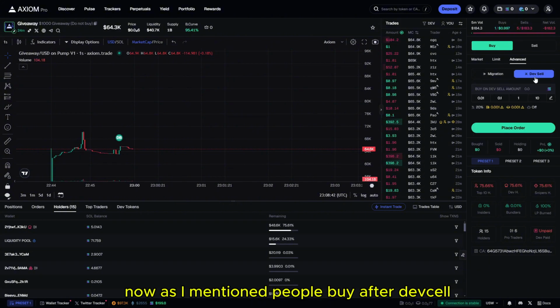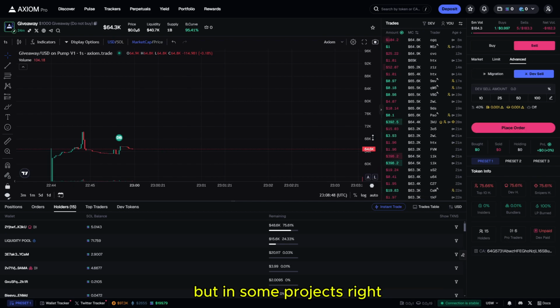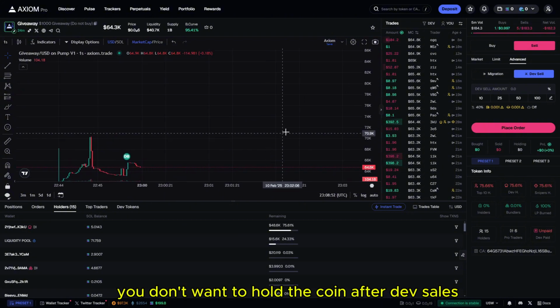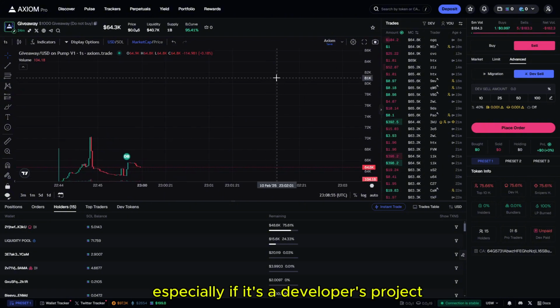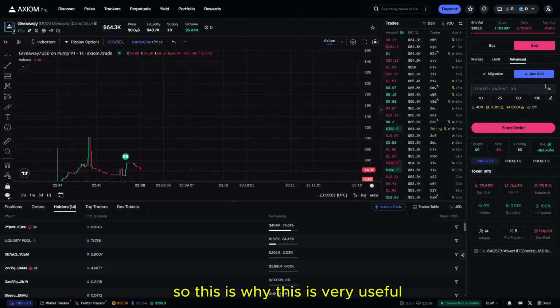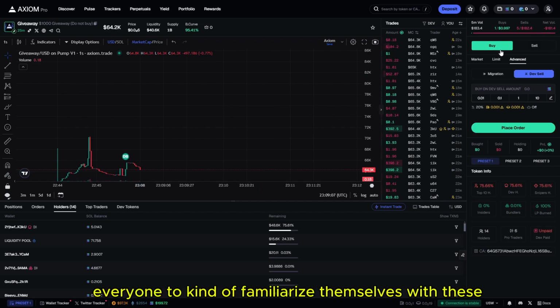Now, as I mentioned, people buy after dev sells. Usually, that's the strat that we use. But in some projects, you don't want to hold the coin after dev sells, especially if it's a developer's project. If the dev sells, more likely than not, the project will crash. So this is why this is very useful, and I suggest everyone familiarize themselves with these two features here.